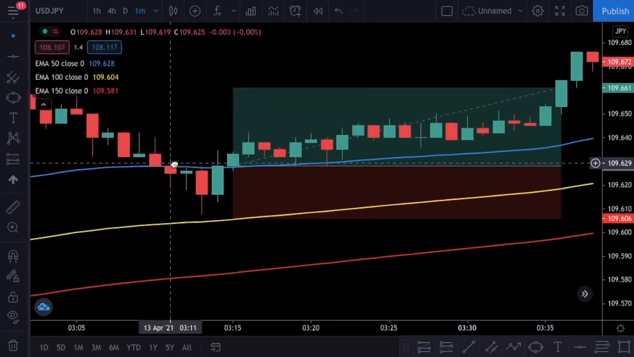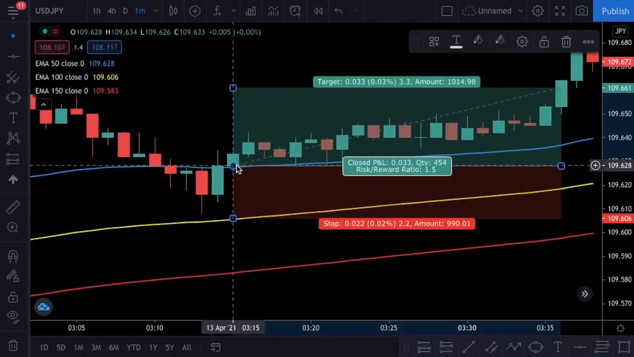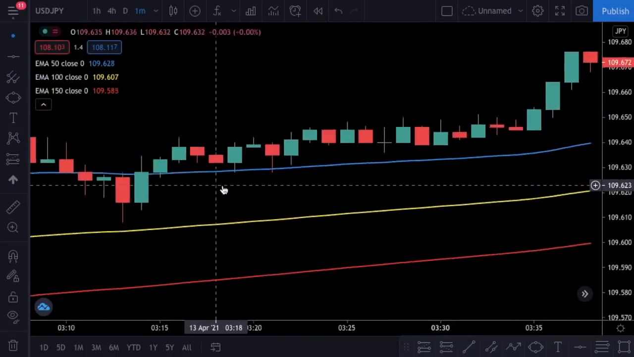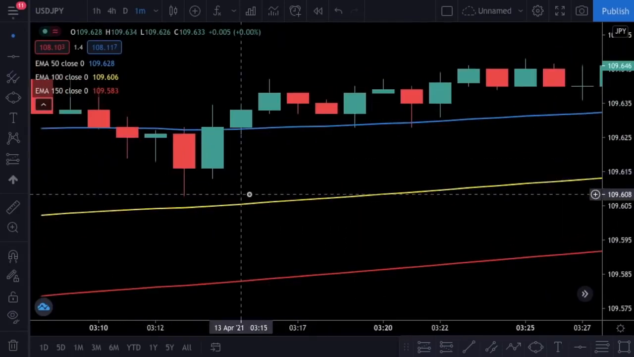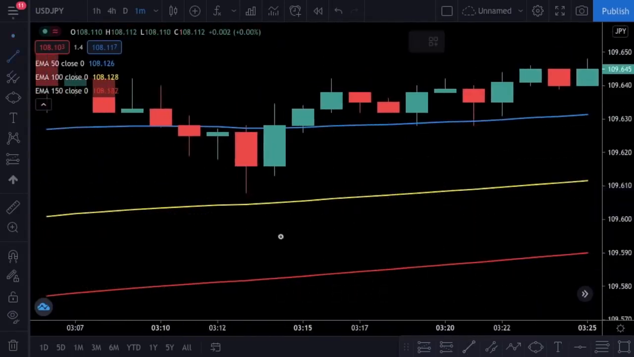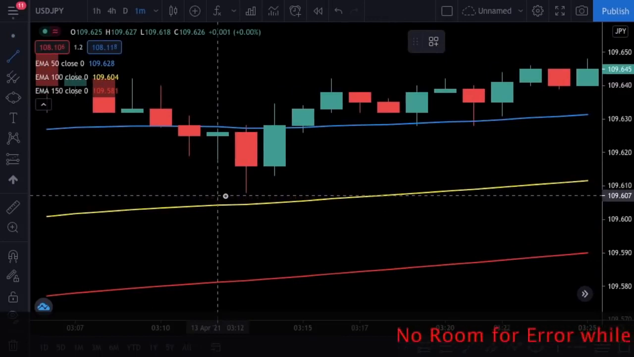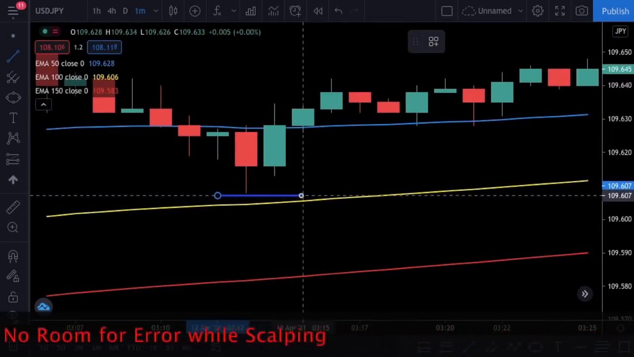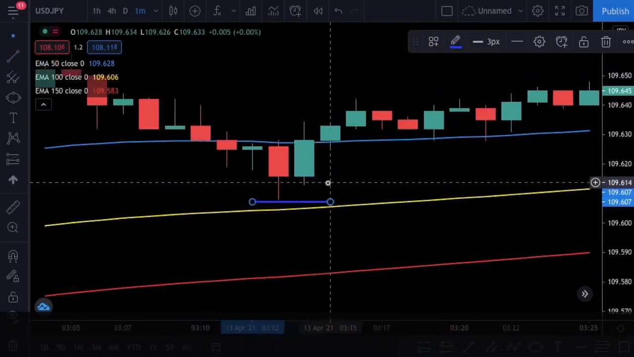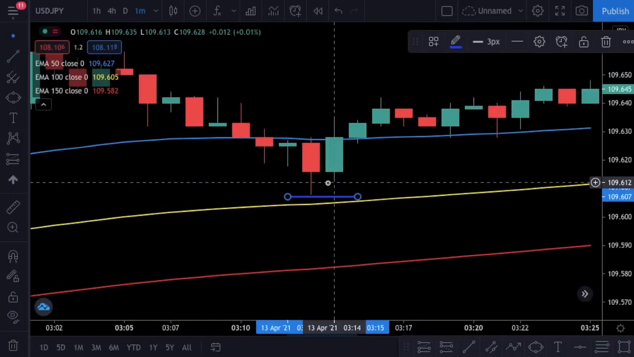But actually, there are many exit strategies for this setup. Setting a fixed stop-loss and a take-profit target is the first exit strategy you can use. But I am not a big fan of this exit strategy. Because there is no room for error while scalping. Everything can change in seconds. So, instead of setting fixed profit targets, I do something else.